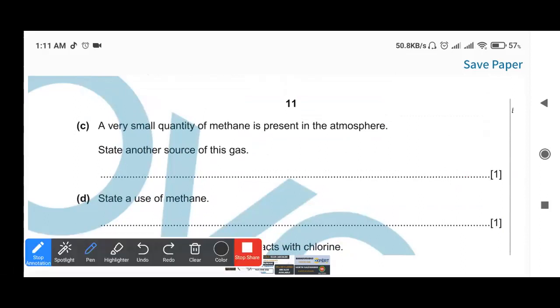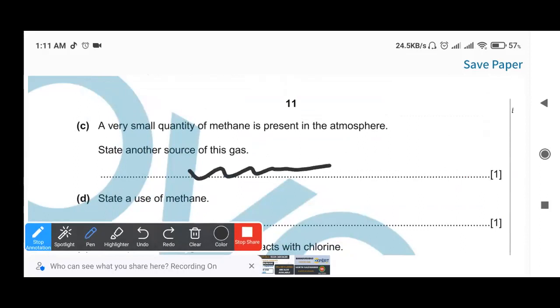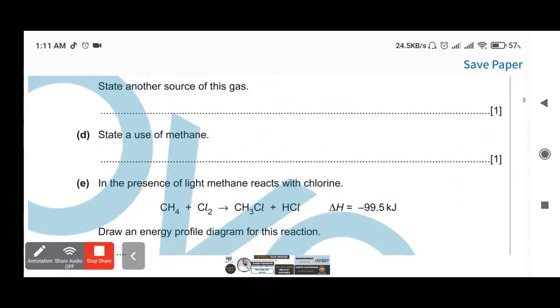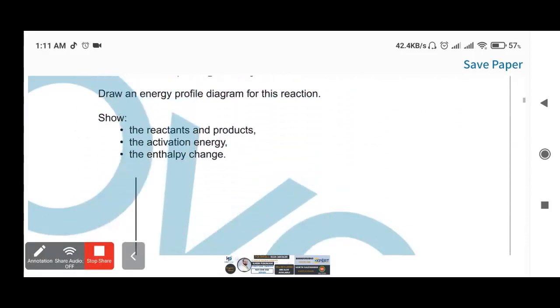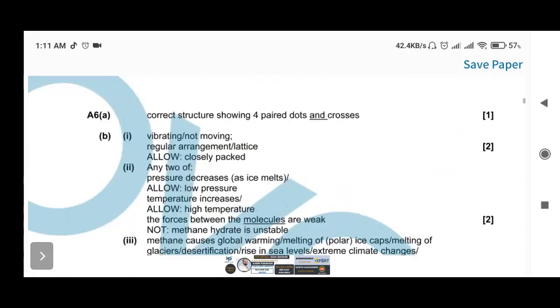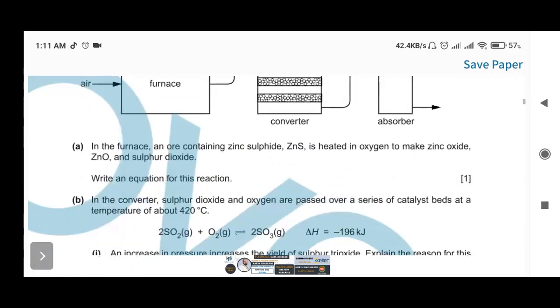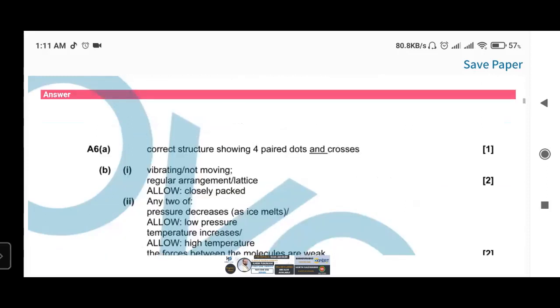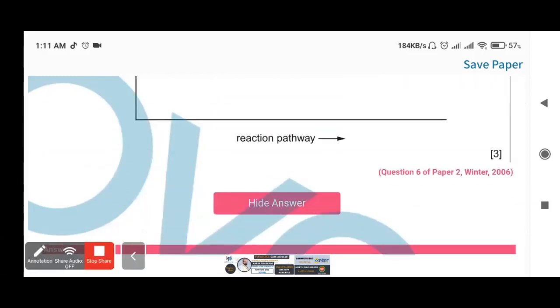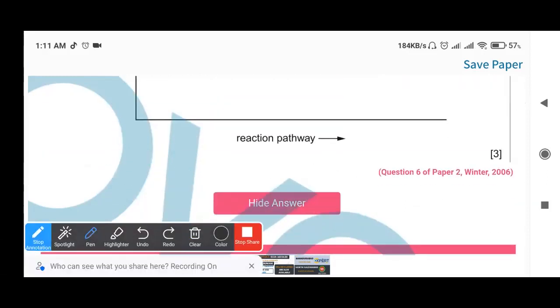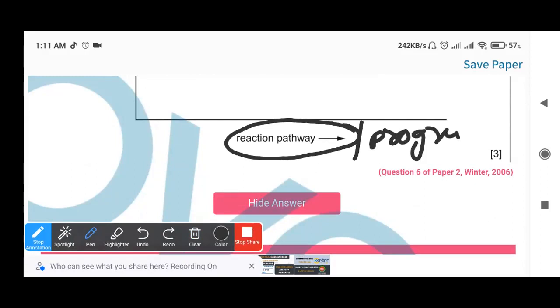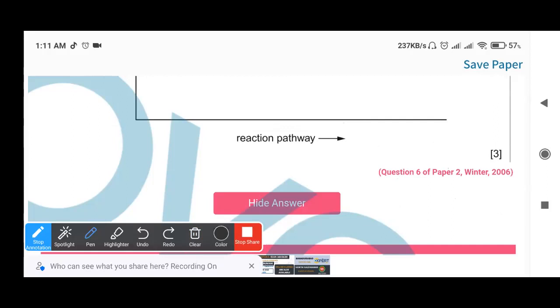Okay, so source of methane. Source of methane is crude oil. Use of methane is burning, and the reaction pathway. Okay, so here we are having some confusion. If you write reaction pathway here, that is also correct. Or if you write progress of reaction here, that is also correct.